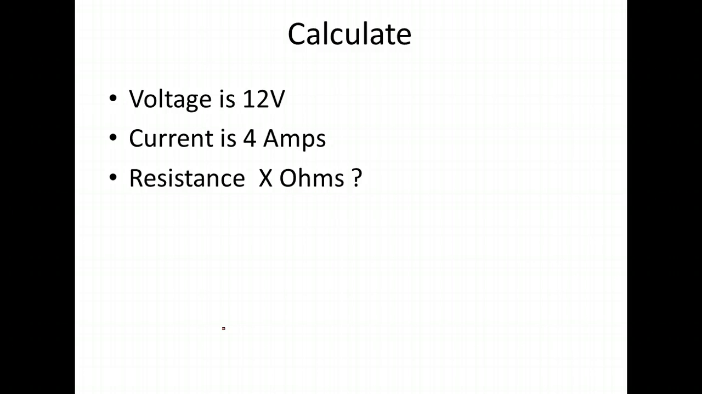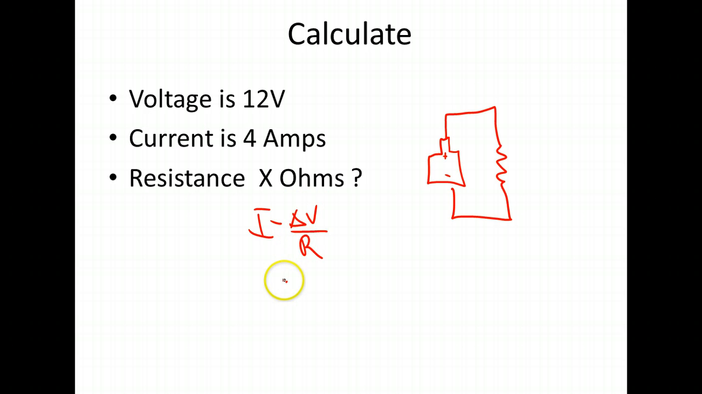Voltage is 12 volts, current is 4 amps. What is the resistance? So I get 12 volts over 4 amps for the R, right? And so I get a resistance of 3 what? Ohms. Ohm's law is easy. Don't overcomplicate it.